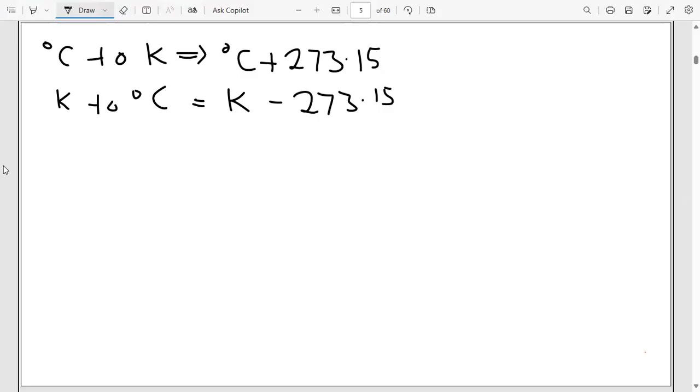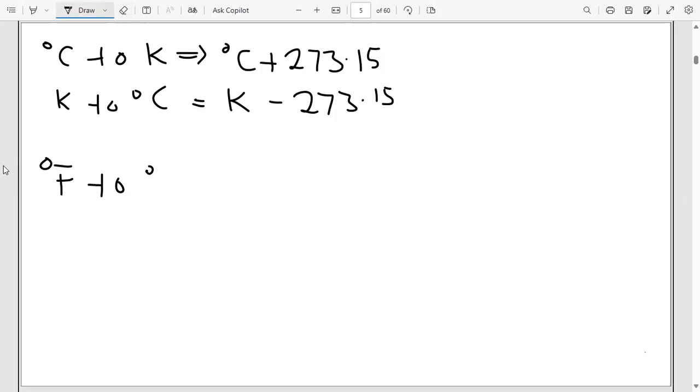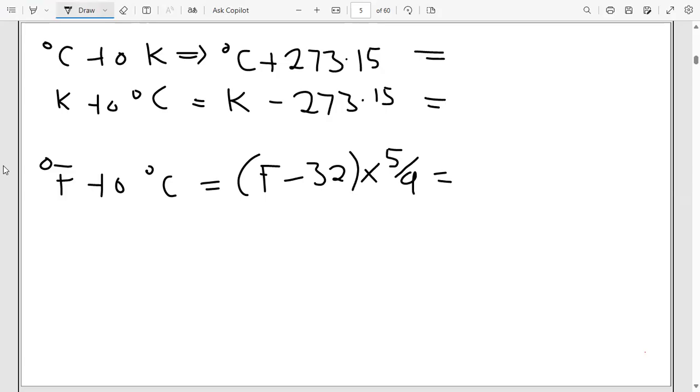Then converting from degree Fahrenheit to degree Celsius, what are you going to do? You're going to get your temperature in degree Fahrenheit, subtract 32, which is a constant, and multiply by a fraction, 5 over 9. And this is going to give you the temperature in degree Celsius.